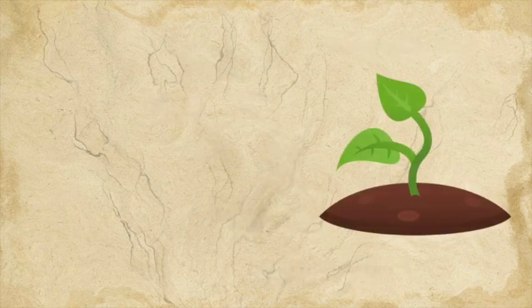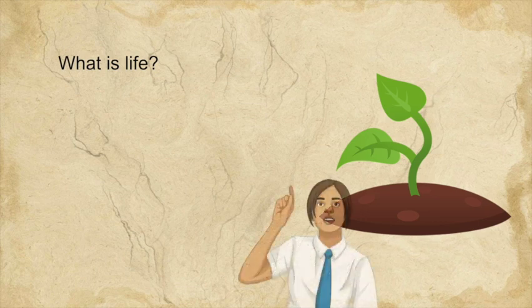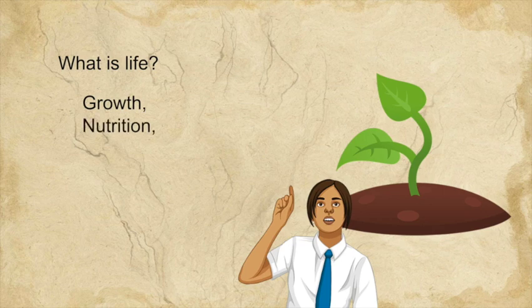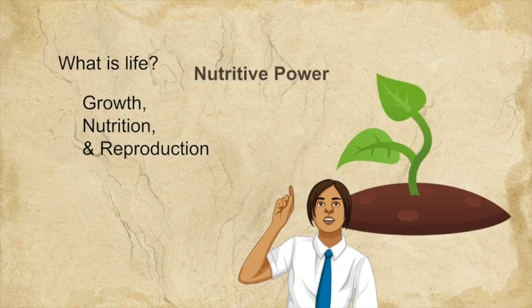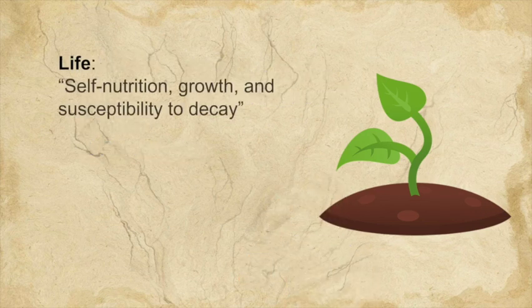Let's back up and talk about life. What is life? Or what are the minimum activities that distinguish a living thing from a non-living thing? The life of a human looks very different than the life of a plant, but in a broad sense, we still both have the same basic operations of growth, nutrition, and reproduction. These 3 actions point us to the most basic power of life that all living things have: the nutritive power, also called the vegetative power. Life is defined as self-nutrition, growth, and susceptibility to decay, according to Aristotle.